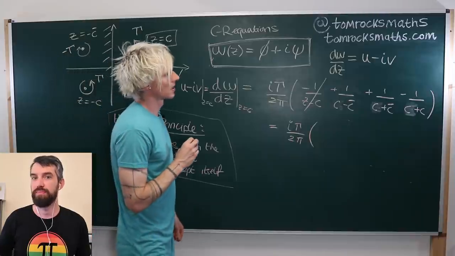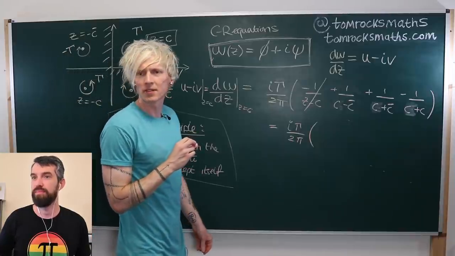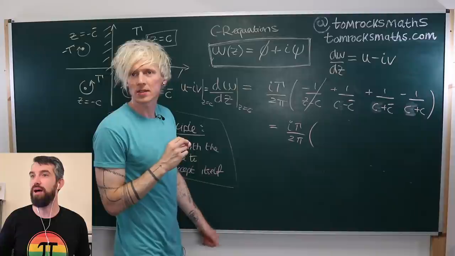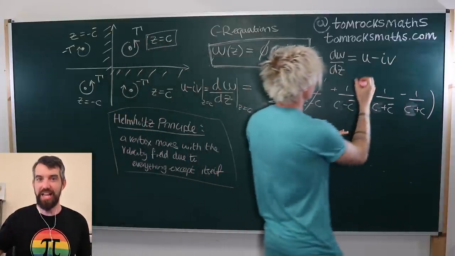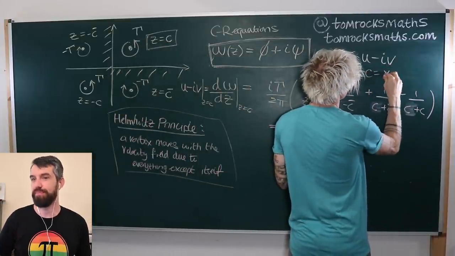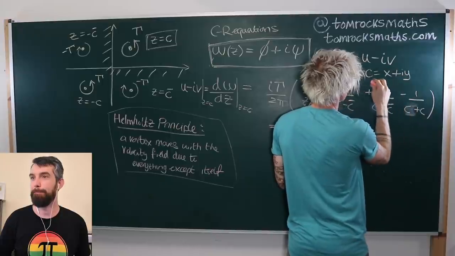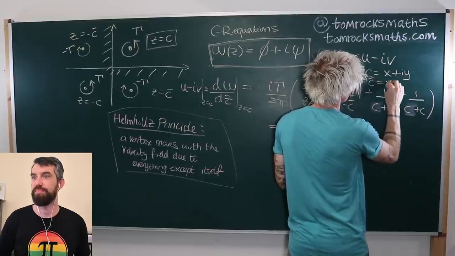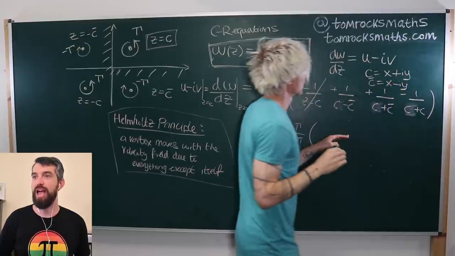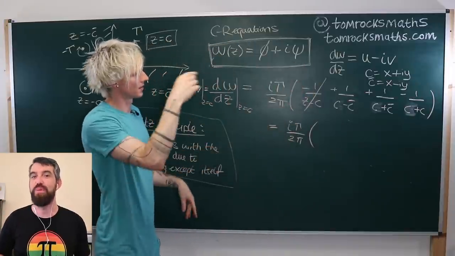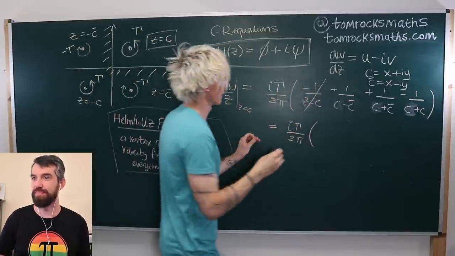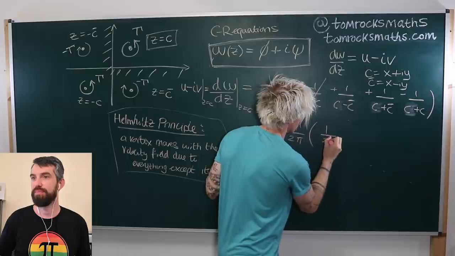Yes, it will be the positive one, though, of the imaginary part, won't it? Minus the negative, yes, correct, positive. If we say c is x plus iy, then c bar is x minus iy. And so we're subtracting c bar, hence positive, okay. So we've got there a 1 over 2iy.